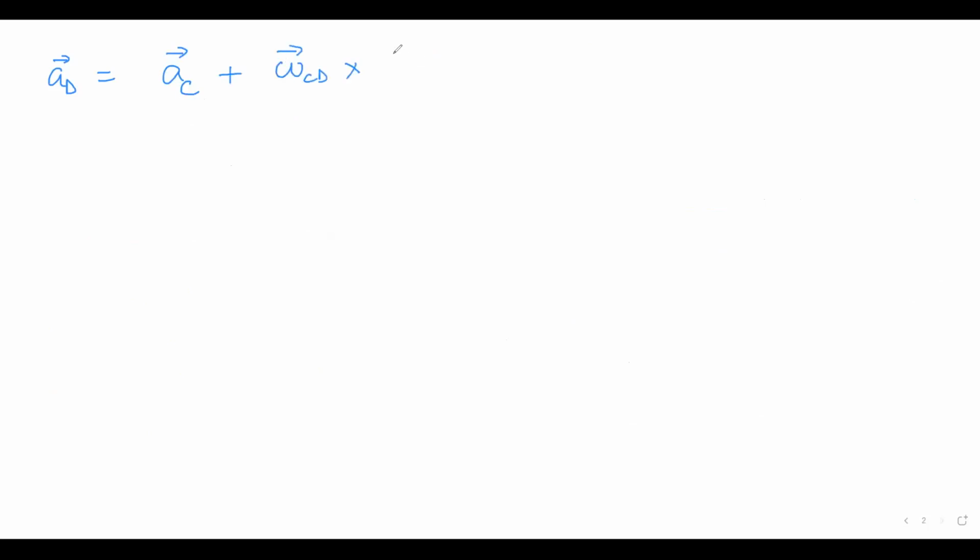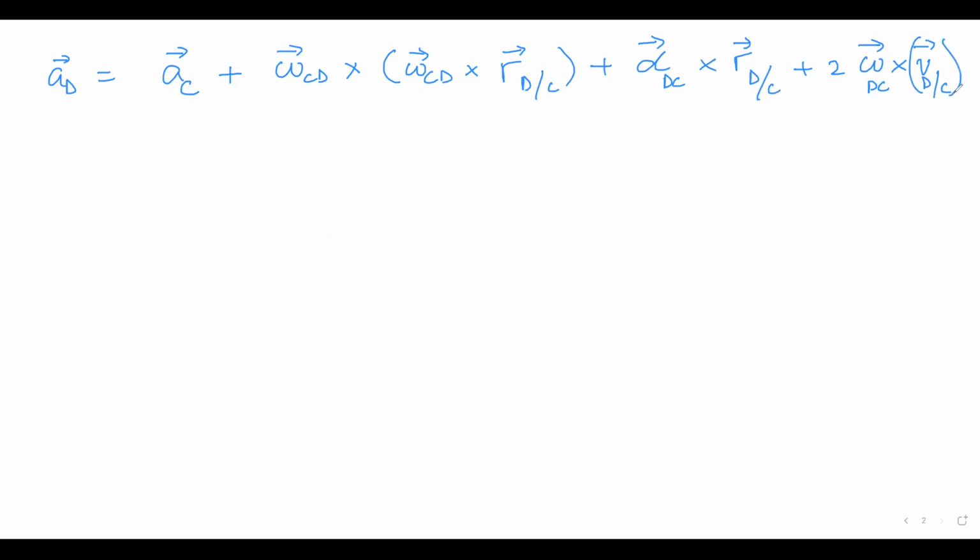omega_CD cross omega_CD cross r of D with respect to C, plus alpha_DC cross r of D with respect to C, plus 2 omega cross v of D with respect to C, plus A of D with respect to C in the rotating frame xyz. Again, it's a zero. No one even bothers to write this.